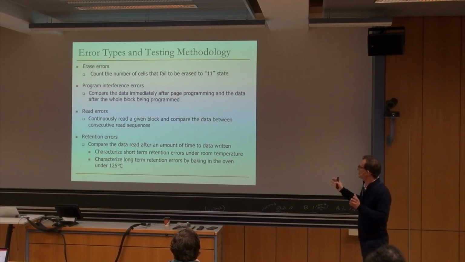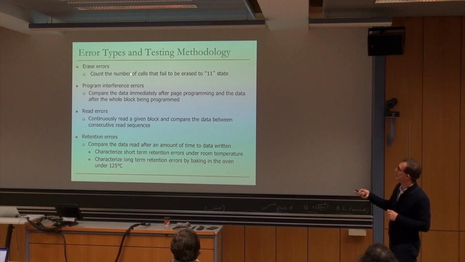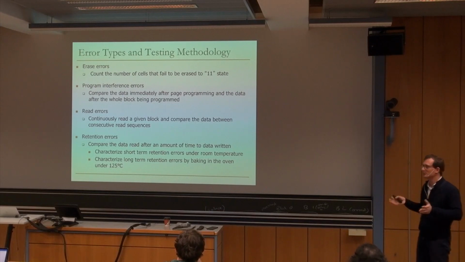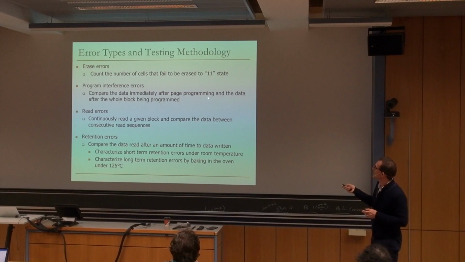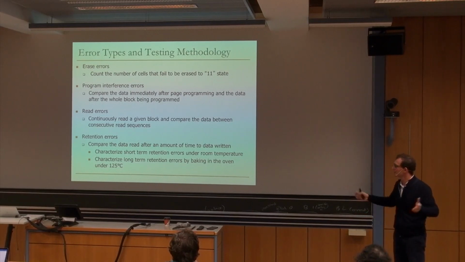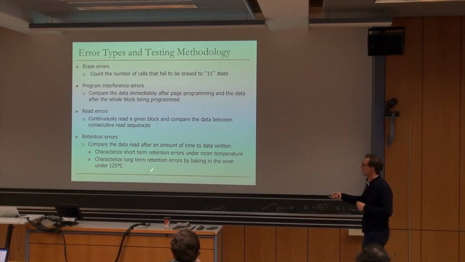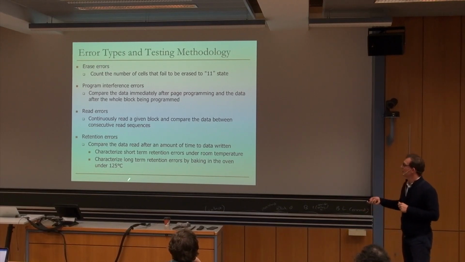So there's certainly a measurement methodology. You can read this, but basically for erase errors, you count the number of cells that fail to be erased to the 1-1 state clearly after you do an erase operation. For program interference, you compare the data immediately after page programming and the data after the whole block is programmed. For read errors, you continuously read a given block and compare data between consecutive read sequences. And retention is interesting because there are different retention times. You compare the data read after an amount of time to data written.